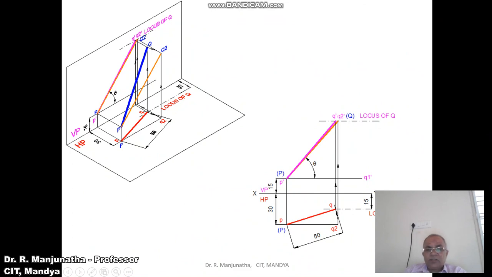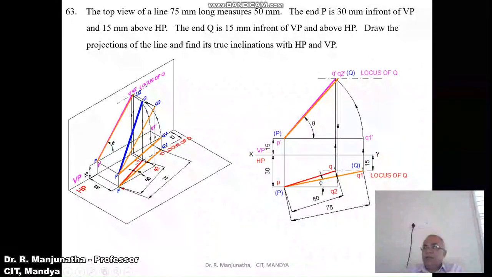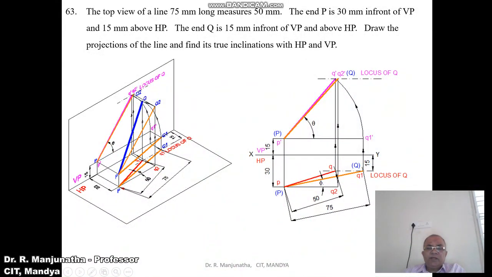Now we are going to solve the problem by using the XY line, and mark XY, VP and HP.